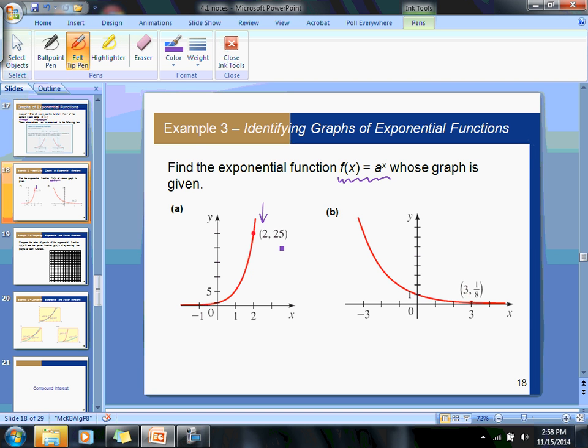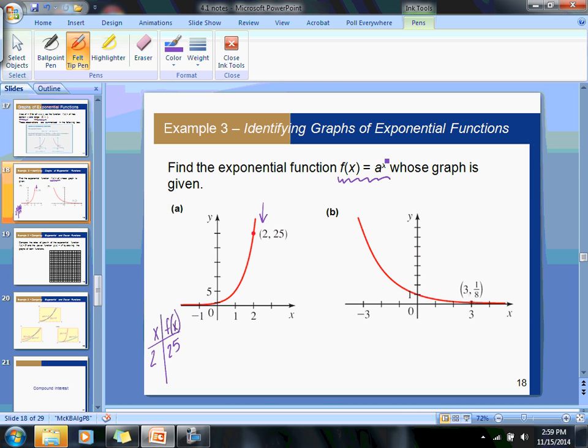Here, if I have f of x equals a to the x, that means I put 2 into the function for x, and I get 25 out for f of x. So if I was making my table of values, if I had x and f of x, 2 would be the value I'd put in, 25 is the value that I get out.